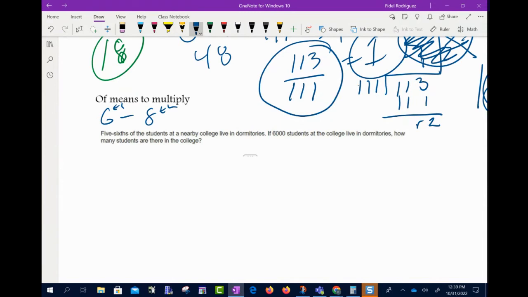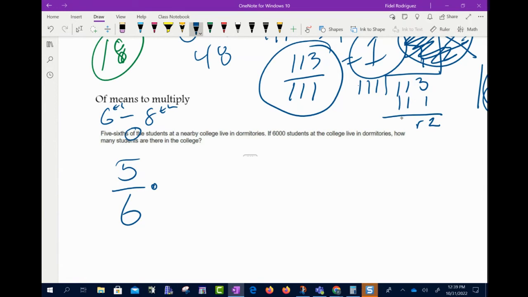It says 5/6. So the first thing I'm going to do is write out that fraction: 5/6 just means 5 over 6. The next thing I see is the word "of." What does "of" mean to do? It means to multiply. It says 5/6 of the students at a nearby college live in dorms. If 6,000 students at the college live in dorms, how many students are there in the college?